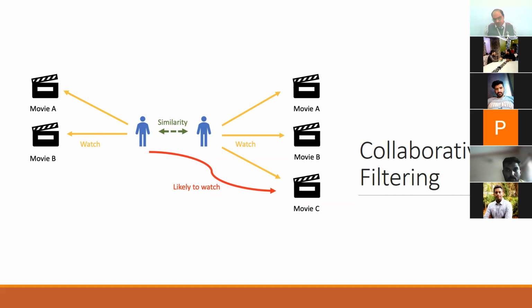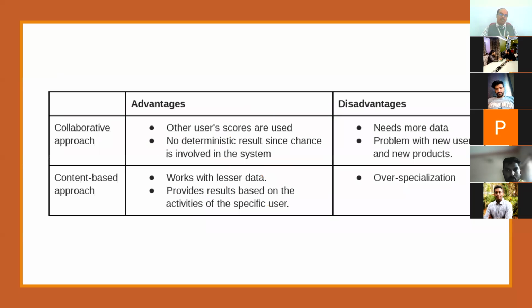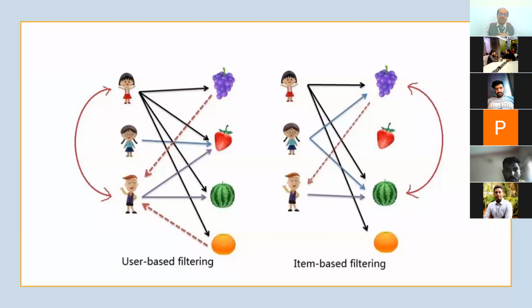Each and everybody has different views. One person will say one movie, another will say another movie, but where will they go? In collaborative filtering, it finds out what is the uniqueness among the two sets of data and gives the output. That is the advantage of collaborative filtering. You can see the difference between the collaborative and content approach. Collaborative is used with other scores, two scores are joined together. But content is used for lesser data. However, content is over specialized. We'll see in the Amazon example.